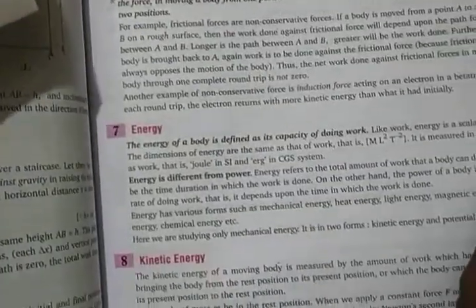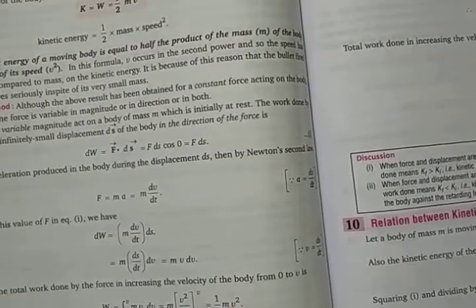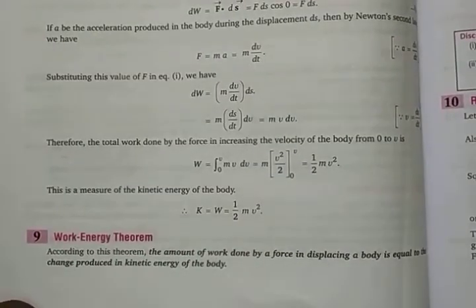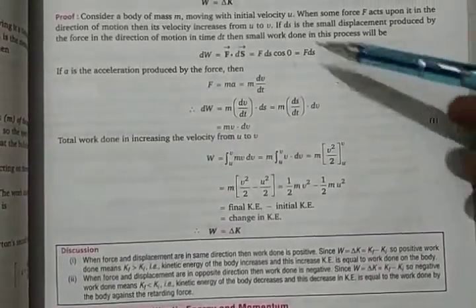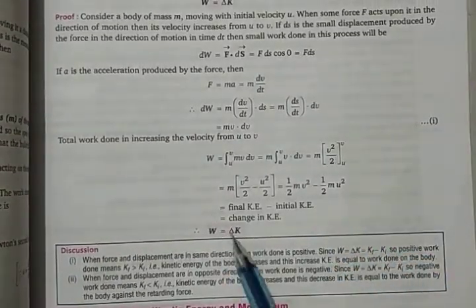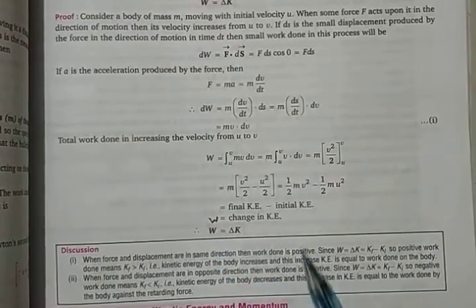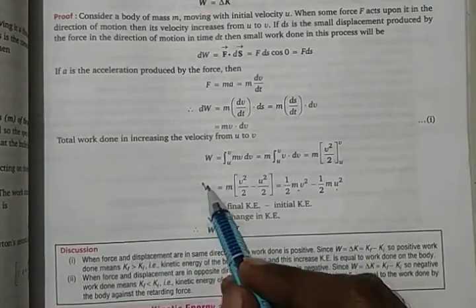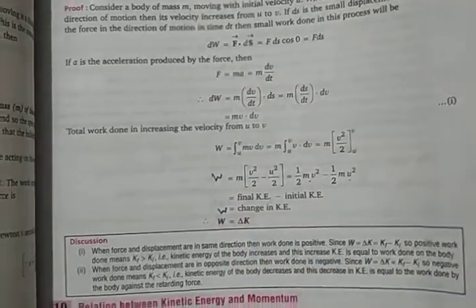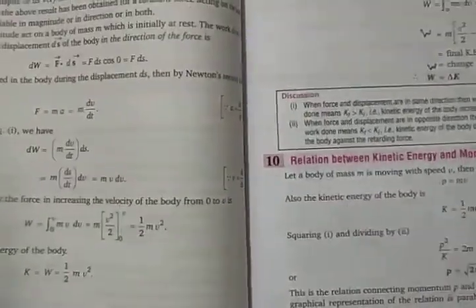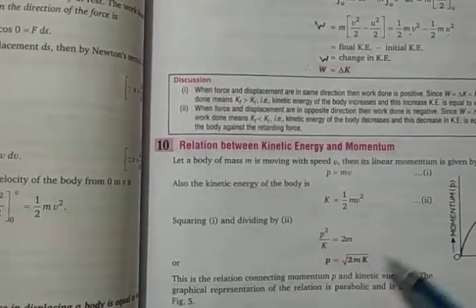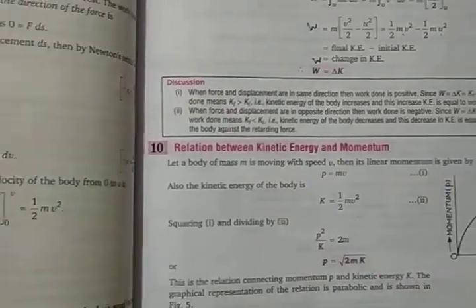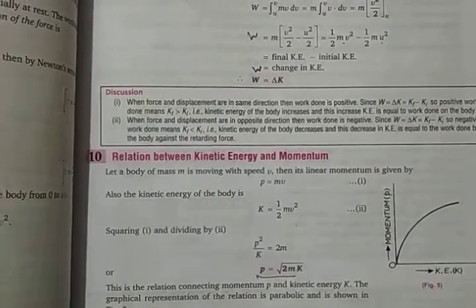If you look at kinetic energy here, and on the next page the derivation is very important: the work energy theorem. It has a full derivation using integration. So work done is equal to the change in kinetic energy, half mv square minus half mu square, that is W. Please learn this derivation properly. There is also a small part on kinetic energy and momentum, and a graph, so this part is also important.